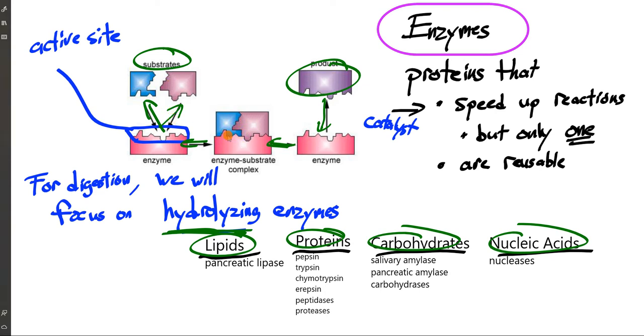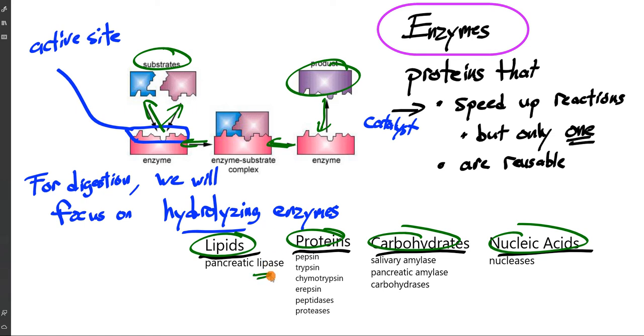When that substrate matches up with the enzyme, the resulting structure is called the enzyme substrate complex. That just means the substrates and the enzyme are stuck together. And that is something that only matches particular molecules. So for each thing we're going to try to digest or break apart or hydrolyze, we're going to need a specific enzyme. You're going to learn a bunch of these names in Bio 20 in the digestive system unit.